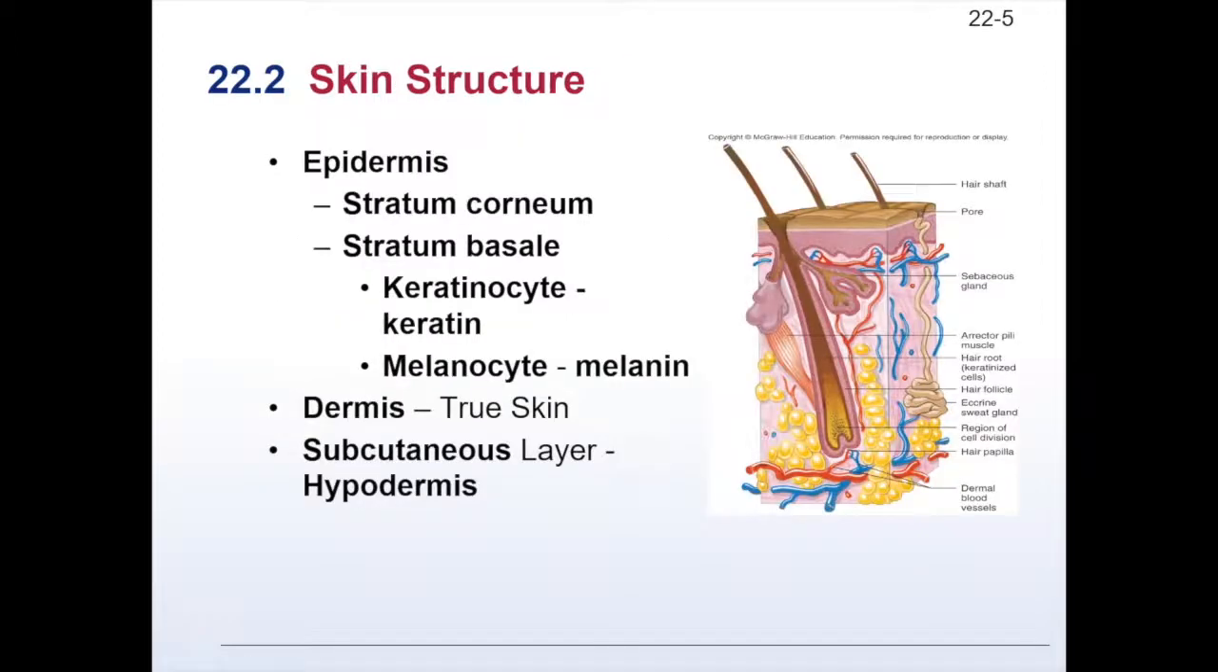Skin structure. Epidermis. The epidermis is the outer layer of the skin consisting of the stratum corneum and stratum basale. Keratin is a tough protein in the stratum corneum, which helps form the impermeability of skin. A keratinocyte is a cell that makes and accumulates keratin. A melanocyte is another type of cell in the epidermis that makes the pigment melanin.